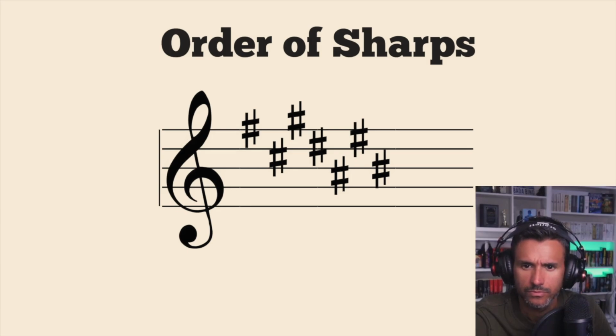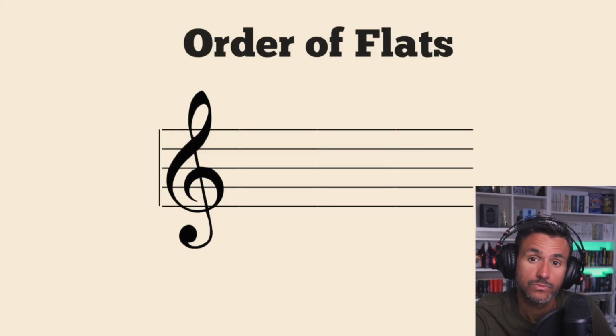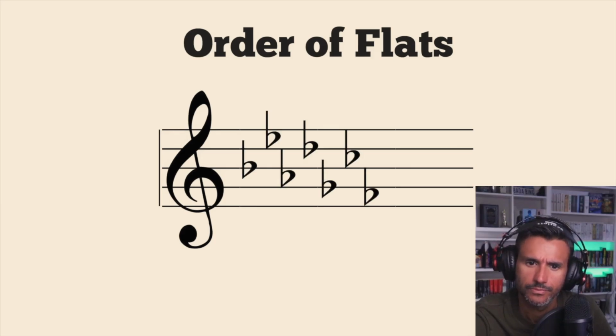Just like sharps, flats appear in a specific order as well. It happens to be the reverse order of the sharps: B flat, E flat, A flat, D flat, G flat, C flat, and F flat.